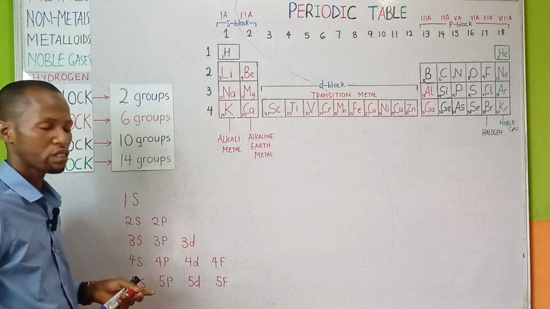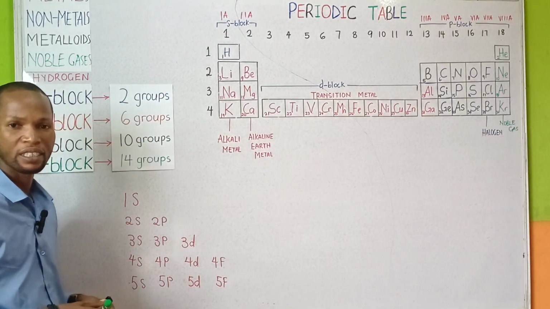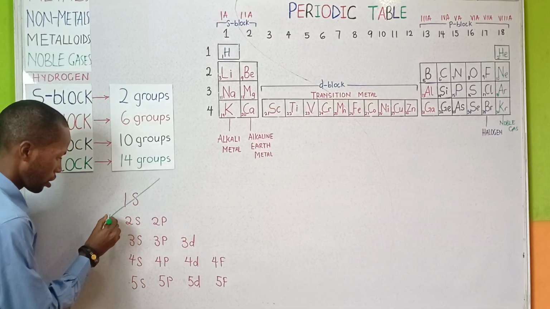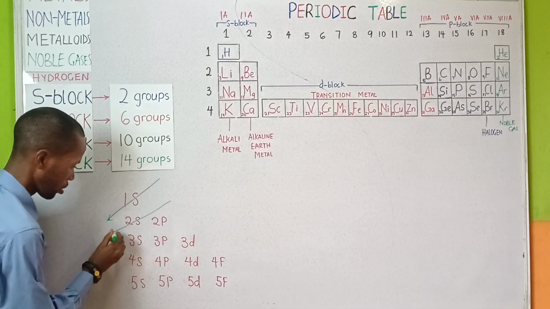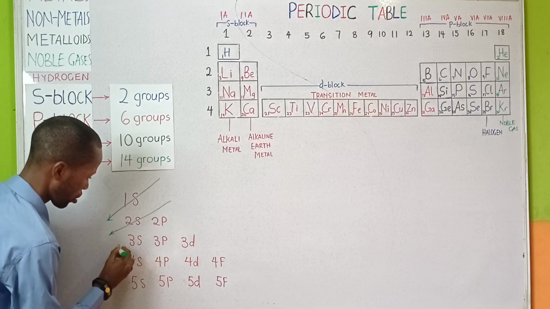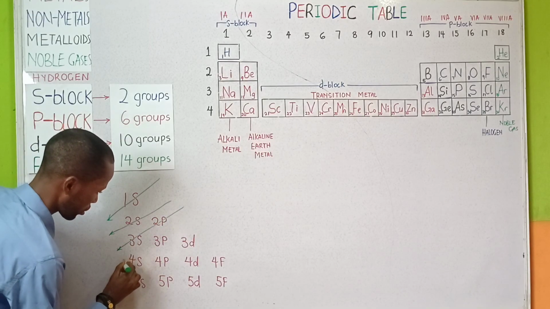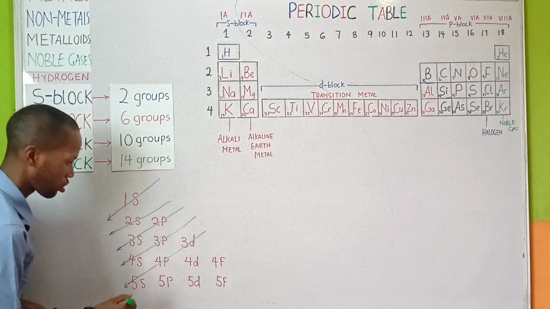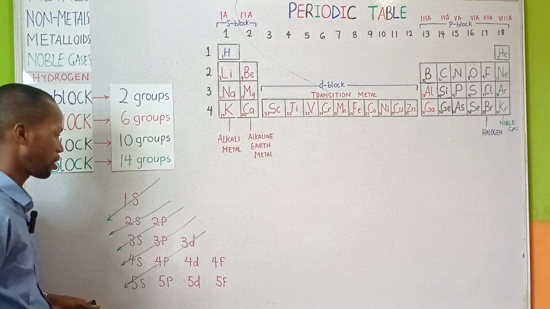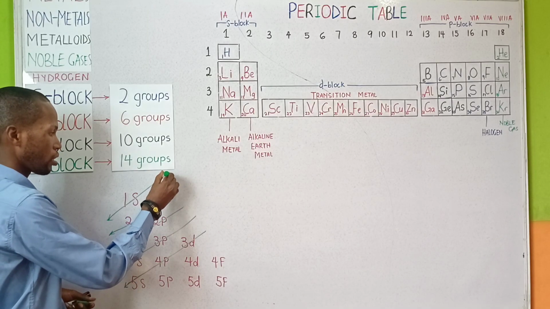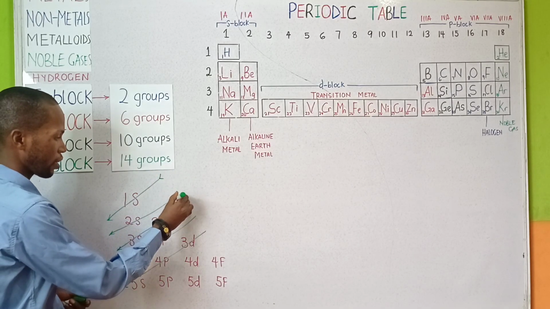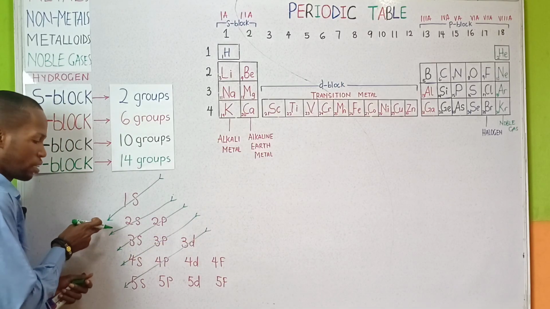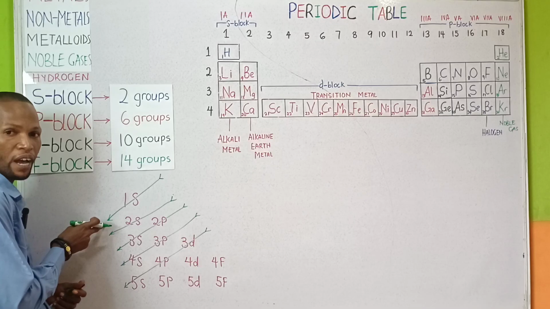Here, I'm going to use an arrow to connect the orbitals diagonally. You can actually make use of a ruler so that you will be able to get the diagonal correctly. Then I will create the bottom of the arrow right here. So we move from the bottom of the arrow to the sharp edge of the arrow right here.